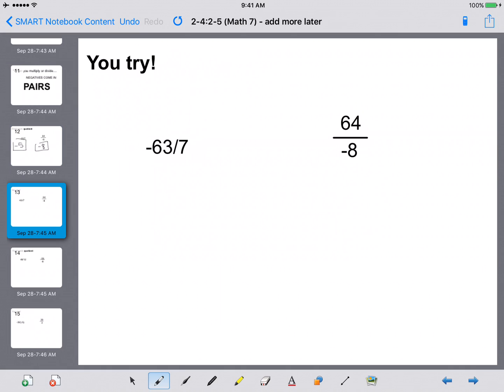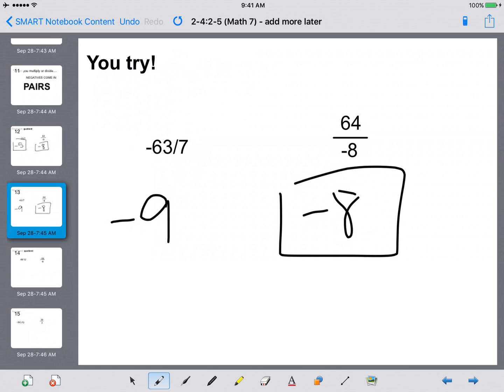You pause and try and check back. So -63 divided by +7 will be a negative because we need a pair for our negative there. 63 divided by 7 is 9. 64 divided by -8. Our negative doesn't have a pair yet, so we're giving it one. 64 divided by 8 is 8. And that was an easy one for you since I did that example twice.